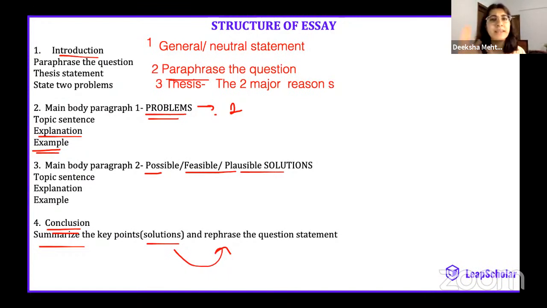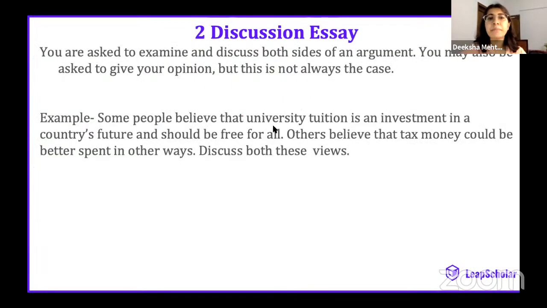For example, let's say that the next essay type is a discussion essay. So what I can do is, let's look at a discussion question. For example, my question states, let's say that my discussion question says, some people believe that university tuition is an investment. However, others believe that tax money could be better spent in other ways. So these are two contradicting sides of how I should spend the tax, whether it should be spent to make university tuition free or whether it should be used on other things. So it has two contradicting sides.